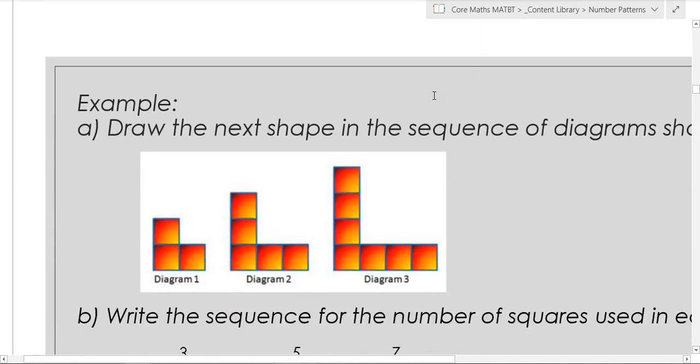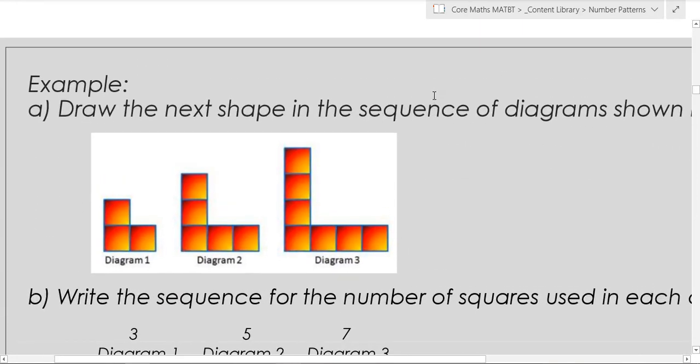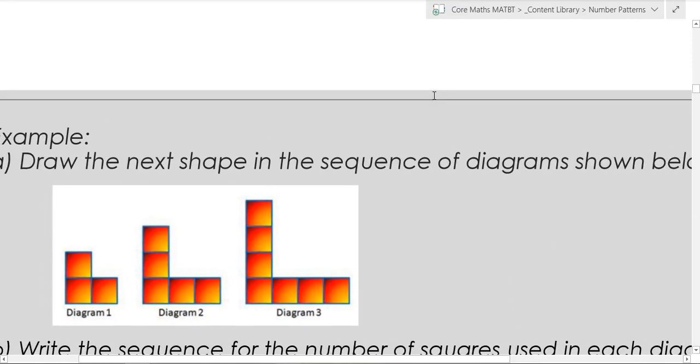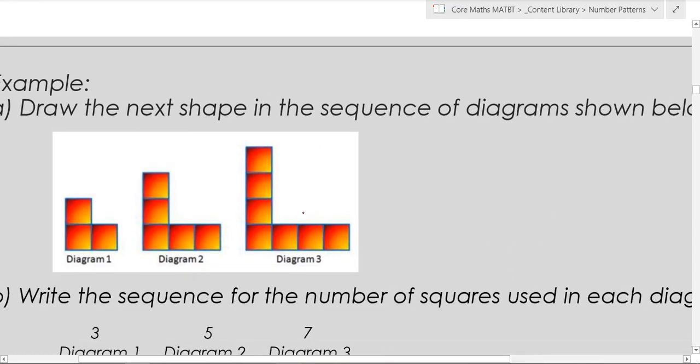Let's keep going. Another example, draw the next shape in this sequence of diagrams shown below. So, diagram 1, diagram 2, diagram 3. So we have to draw diagram 4. Okay, and I can see here diagram 1 has 3. Diagram 2, well, I'm going to count the number of blocks. That's 3. Here you've got 5. Here you've got 7. That means diagram 4 should have 9 blocks.